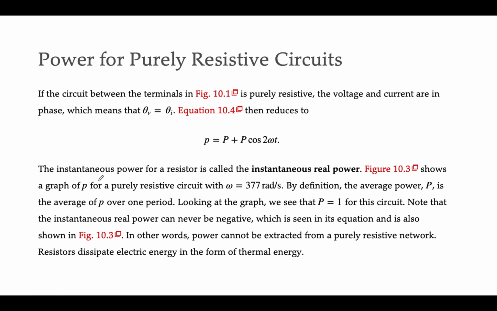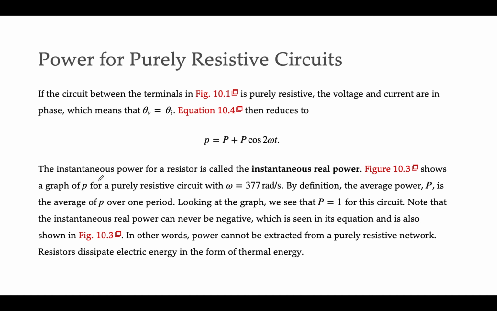Once again, if a circuit is purely resistive, then the voltage and current are in phase. That means theta V is equal to theta I. How do we know that? Because we know that V is equal to I times Z. And if the load is purely resistive, then Z is a real number, and a real number multiplied by a phasor will not affect the phase. So for a resistive-only load, voltage and current are always in phase.